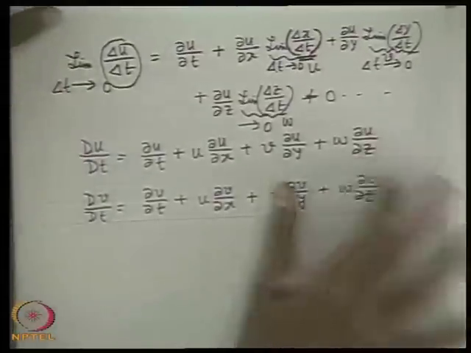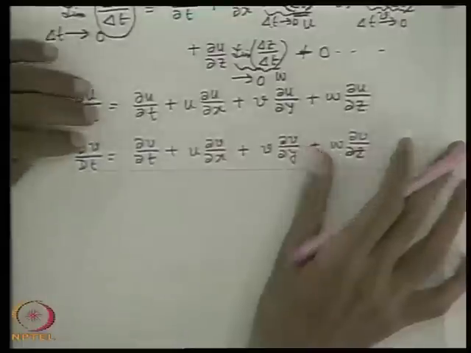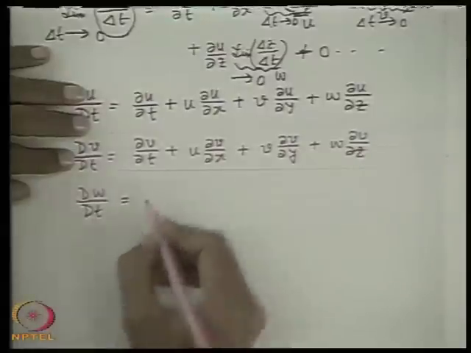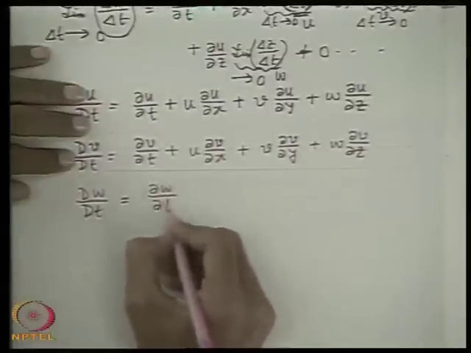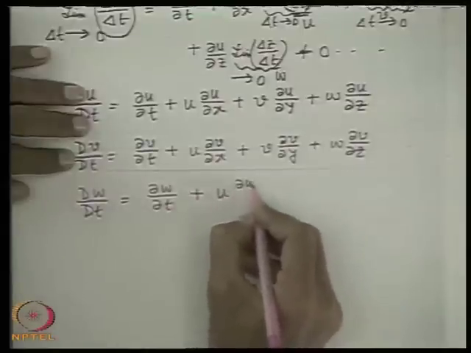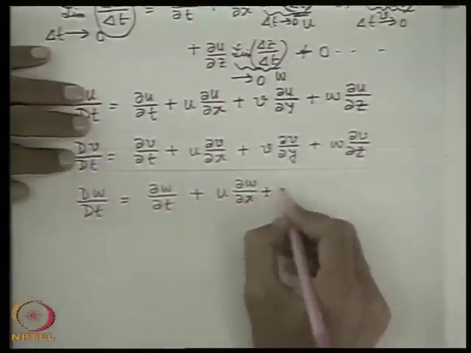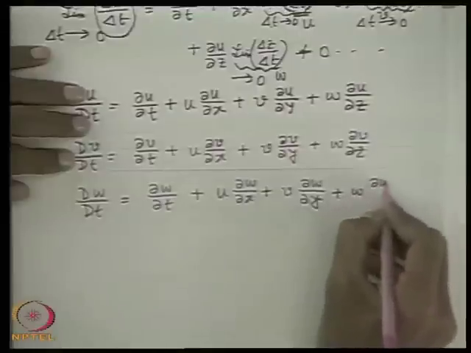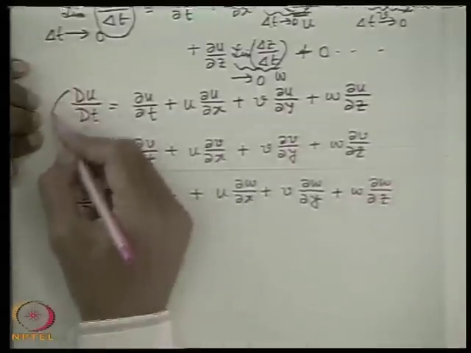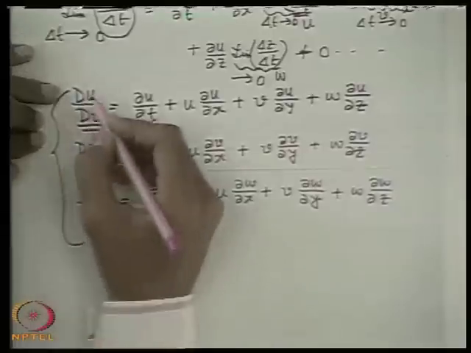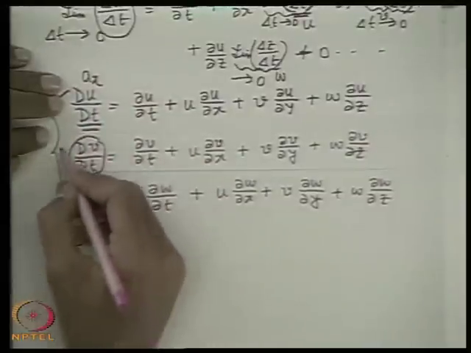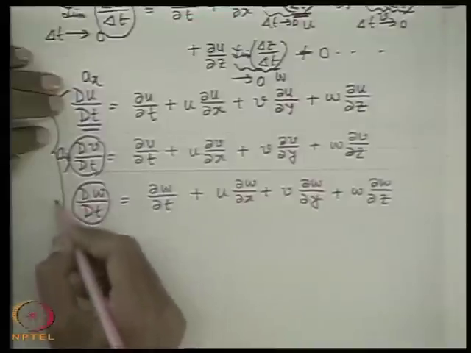Now, we come to u and v, and similarly we can write that Dw Dt, if we expand the w component, we will get del w del t plus u del w del x plus v del w del y plus w del w del z. So, these are the three. This is the acceleration in the x direction, that is ax. This is the acceleration in the y direction, that is ay. This is the acceleration in the z direction.